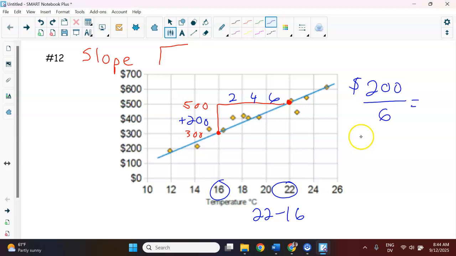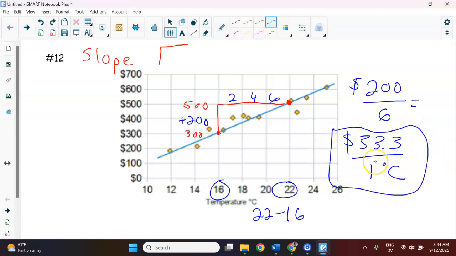So just divide these out and you get about 33.3 or something like that for the money per every 1 degree Celsius. Okay, so that's our slope. And if you look at the answer choices, the closest one is 33. Because these points aren't exact, our slope won't match exactly, but the best choice there is just 33. So our slope is about $33 for 1 degree Celsius.